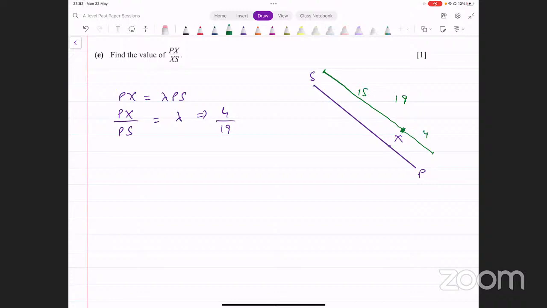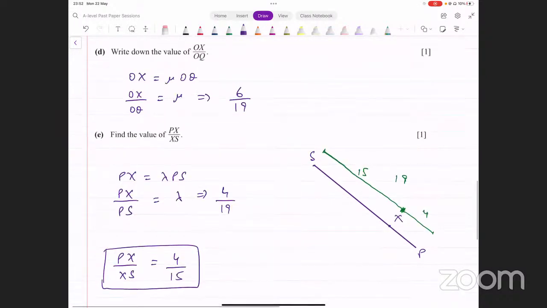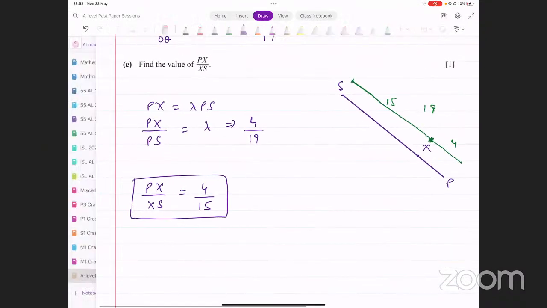इसका क्या मतलब हुआ? The ratio PX over XS. So if PX is 4 units, XS should be 15 units. And that is what we were looking for here. ये आपके पास ये रेशियो आ गया. ठीक है? And that concludes this question as well.